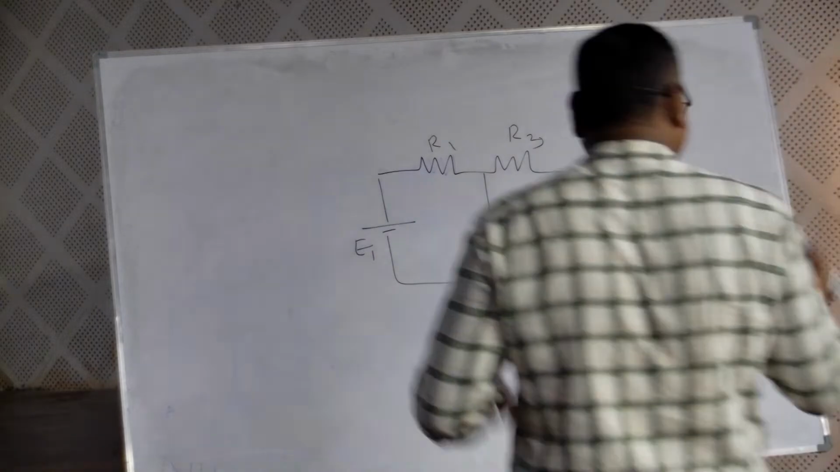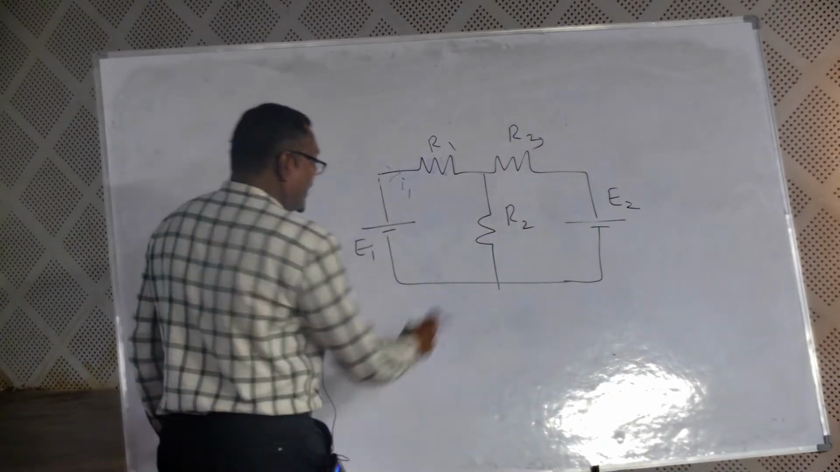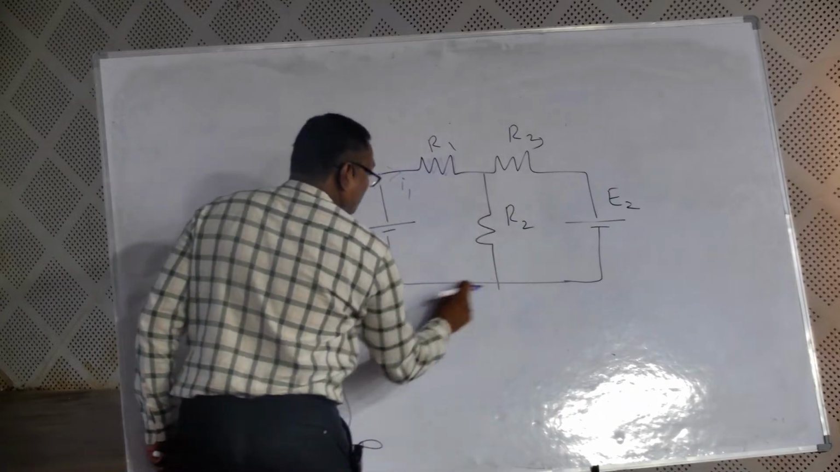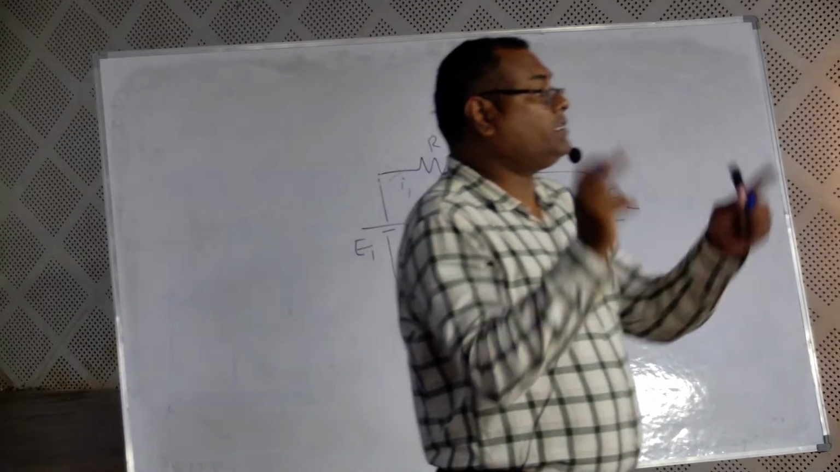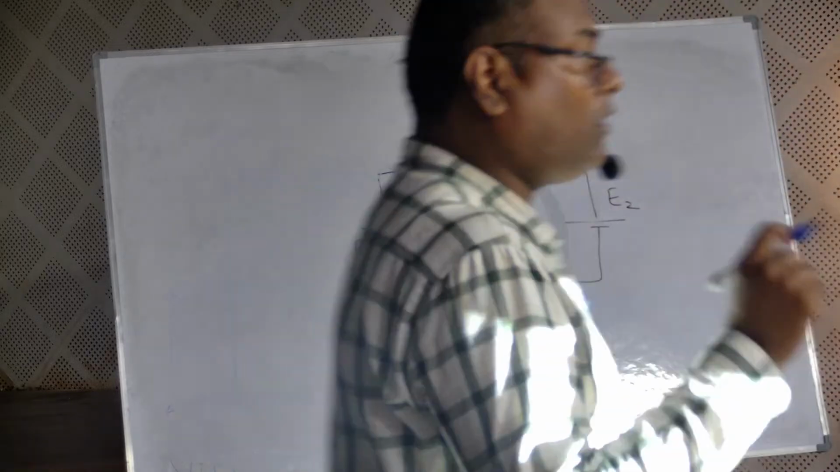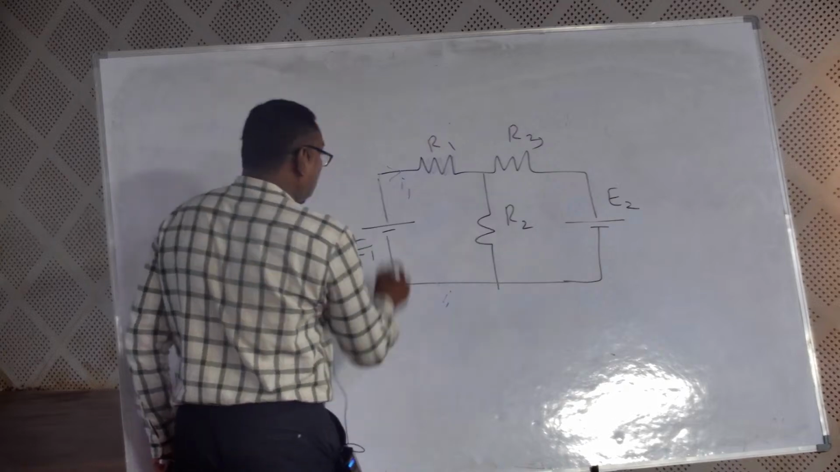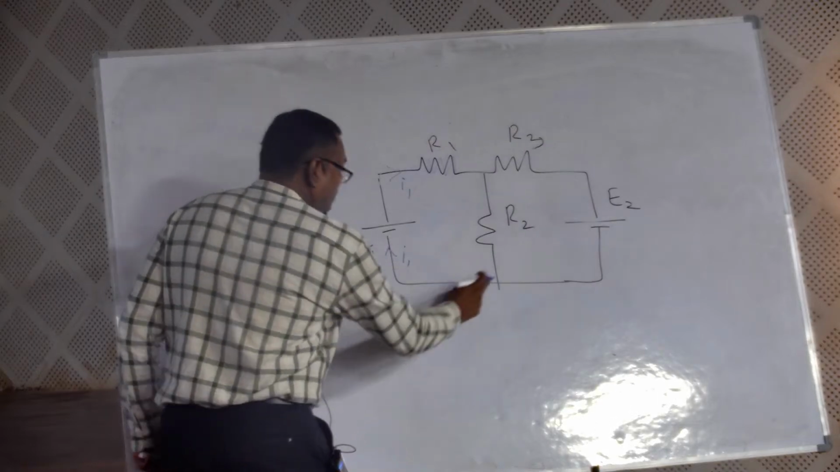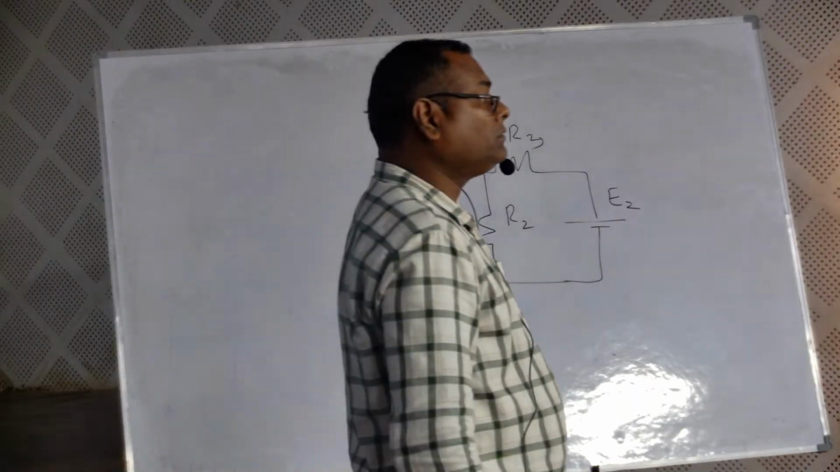Can I give the names? Whatever name we want to give, you give. Small I1. Can I say this is the branch? Yes, I1 is flowing when 2 batteries are on. Where does the current flow? In the branches. Now I want the current here. I1. This is totally one branch.